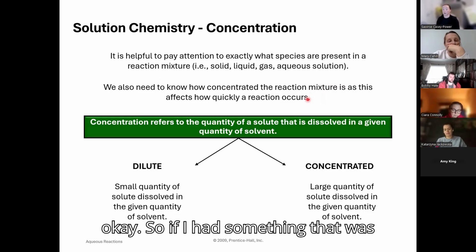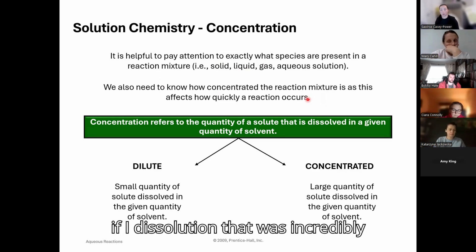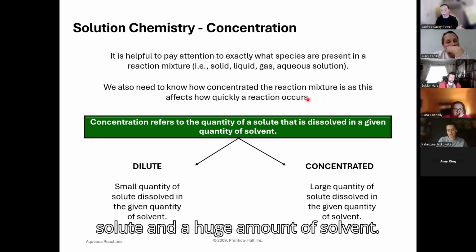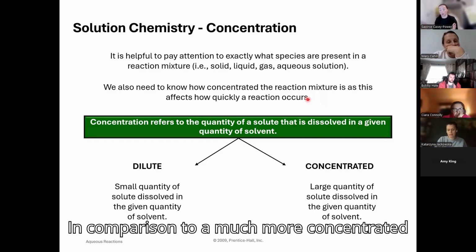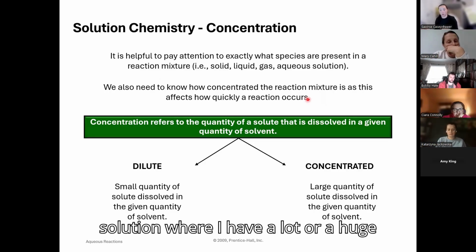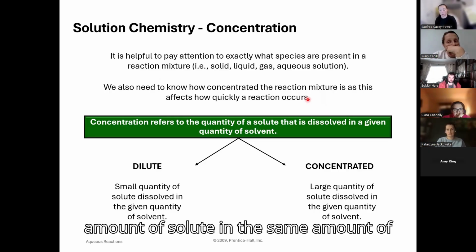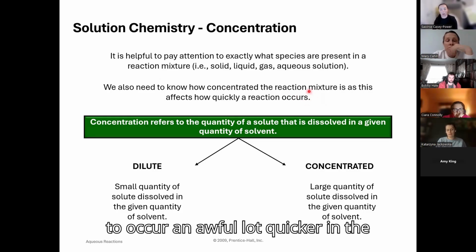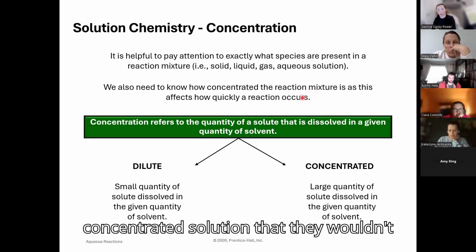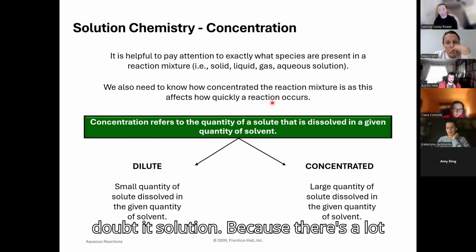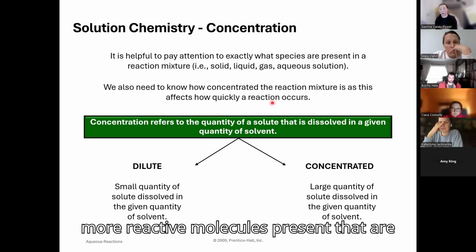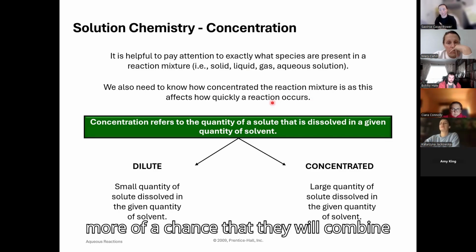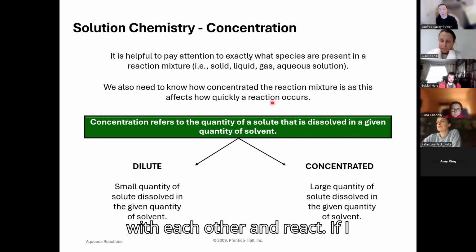If I had a solution that was incredibly diluted, so I have very little solute in a huge amount of solvent, in comparison to a much more concentrated solution where I'd have a huge amount of solute in the same amount of solvent, the reaction is going to occur an awful lot quicker in the concentrated solution than in the dilute solution. There are a lot more reactant molecules present that are very, very close to each other in the concentrated solution, so there is much more of a chance that they'll combine with each other and react.